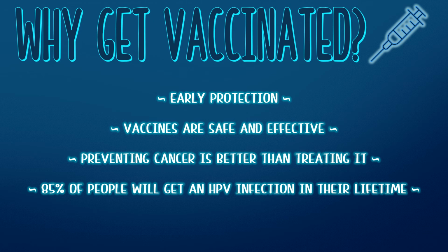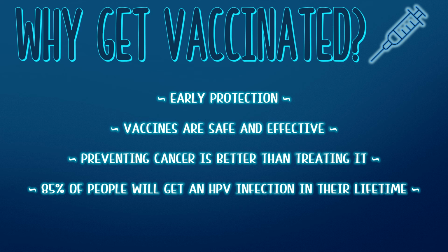There are many reasons to get vaccinated against HPV, but I will discuss a few of the top reasons. One reason is to allow for early protection. Children ages 11 to 12 years old should get 2 doses of HPV vaccine administered 6 to 12 months apart. Children who start the HPV vaccine series on or after their 15th birthday will require 3 doses administered over 6 months. If not fully vaccinated already, everyone up to 26 years of age should get an HPV vaccine.